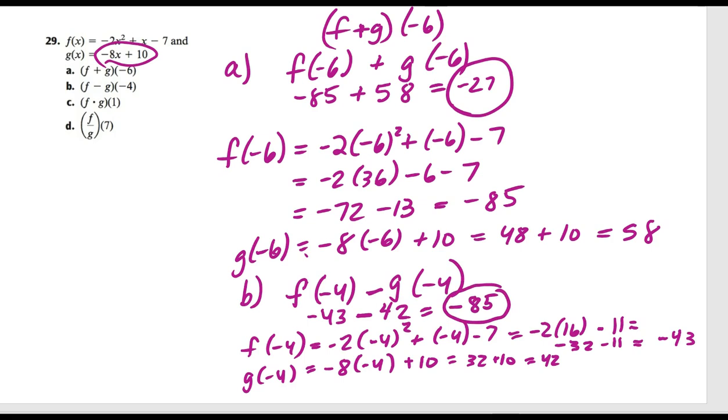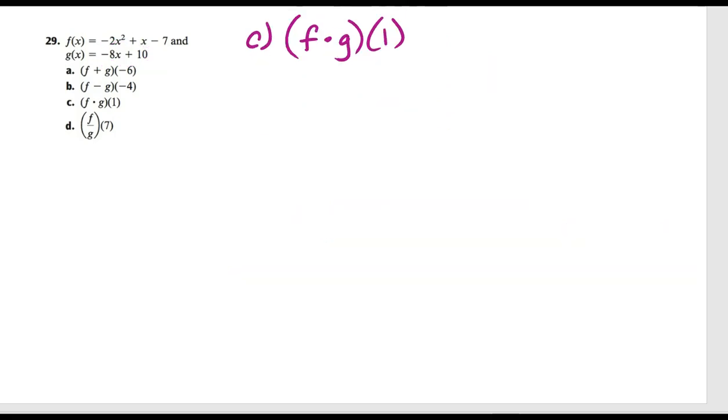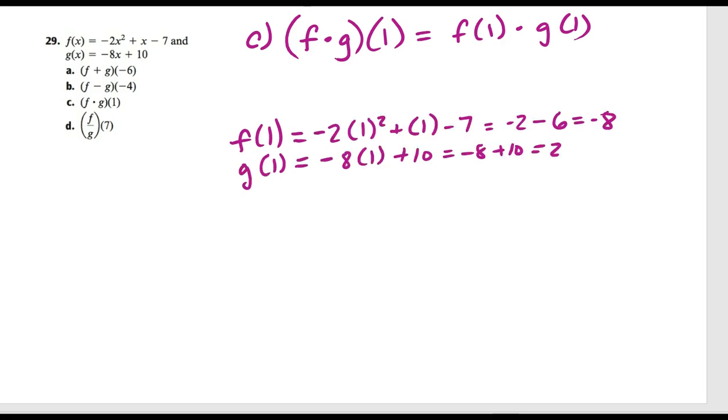Let's try part C. Here we're multiplying, and we know this is the same thing as saying f at 1 times g at 1. Okay, so let's evaluate f at 1. And we get -8. And I evaluated g at 1 and we get 2. So we can replace f at 1 with -8 and g of 1 with 2. And so -8 times 2 will be -16.